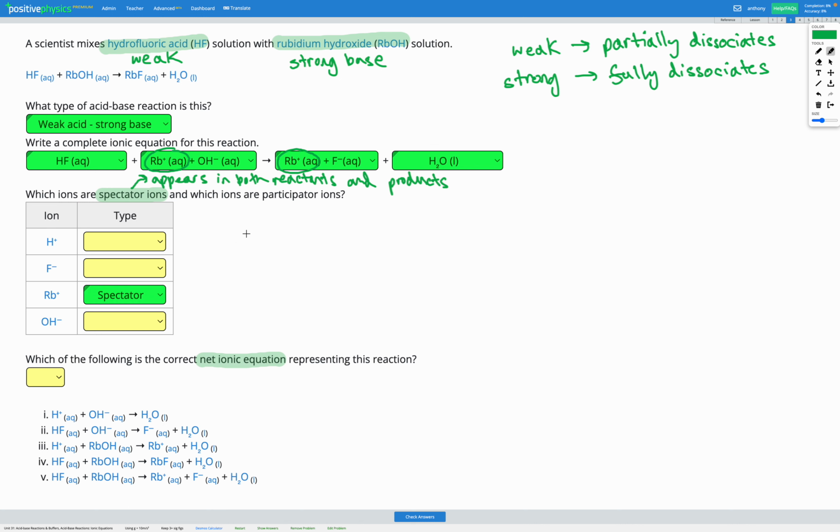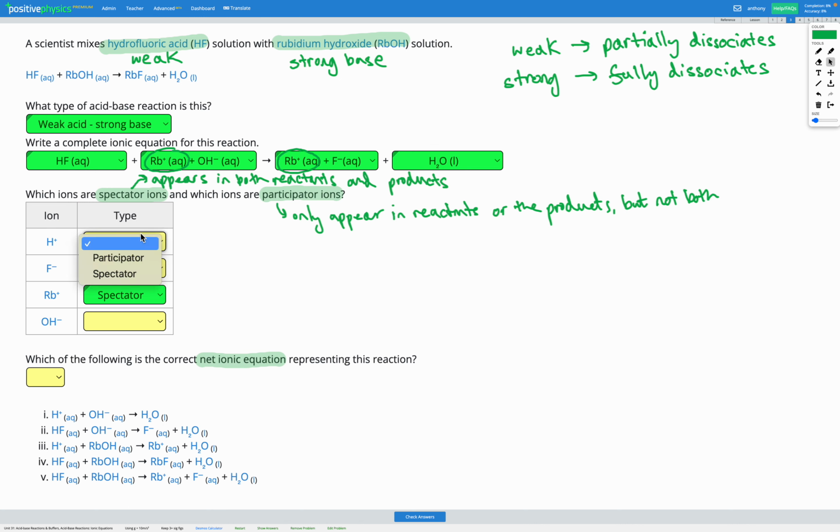All the other ions here are participator ions, meaning they only appear on one side of the equation. They appear in the reactants or the products, but not both. So these are all going to be participator ions.